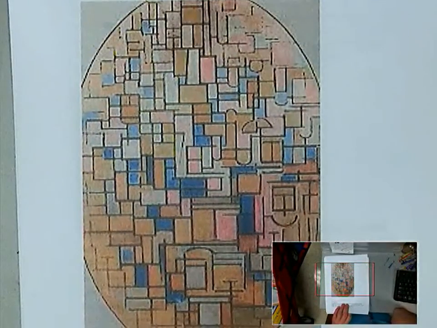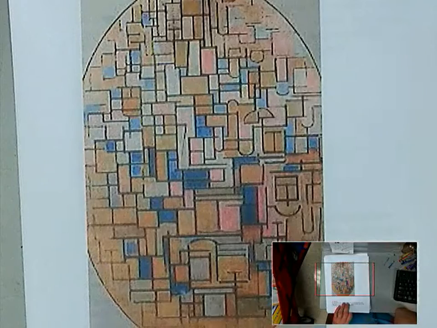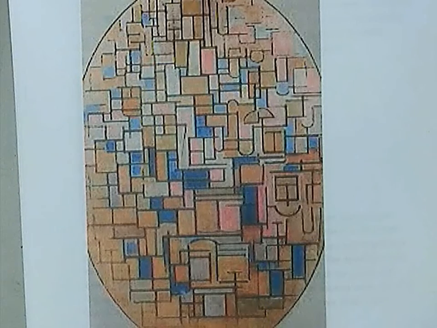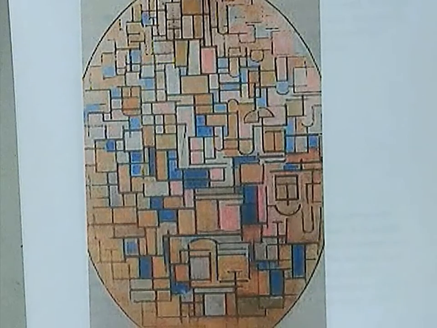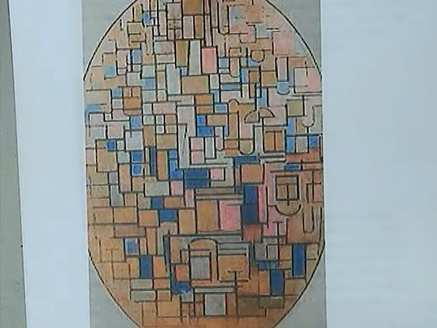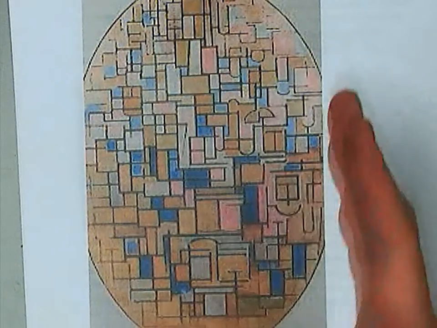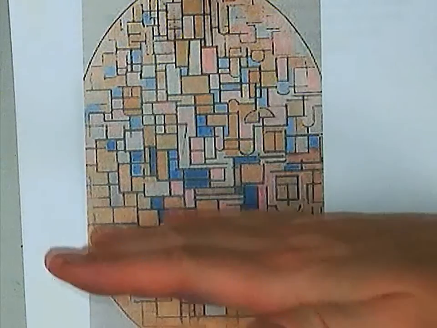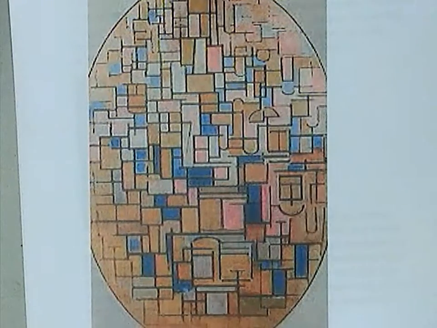He painted just a lot of lines and a lot of colors, and this one has oranges and browns and pinks and blues and yellows, and sort of in an oval format, but his lines are definitely both vertical, the tall way, and horizontal, the side way, and they are straight.